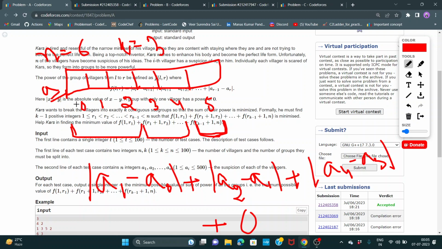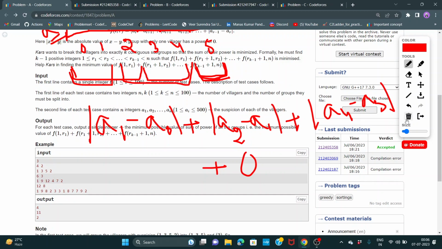You can take a group from 0 to 2, another group from 2 to 4, and this is 5. You can start from any index and end at any index, but the difference between the ending index of one group and the starting index of the next should be 1. I mean the groups are contiguous. So this is the problem statement.